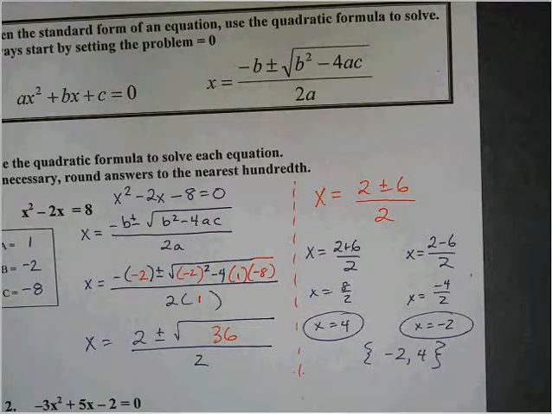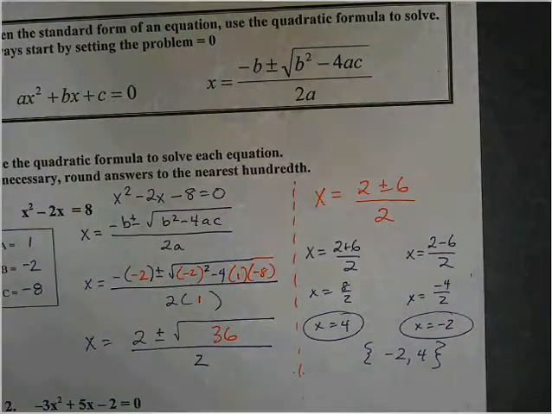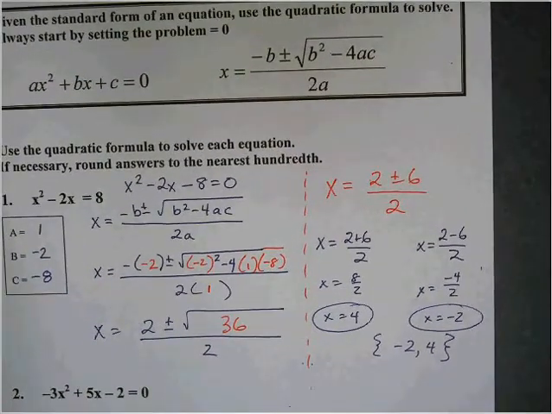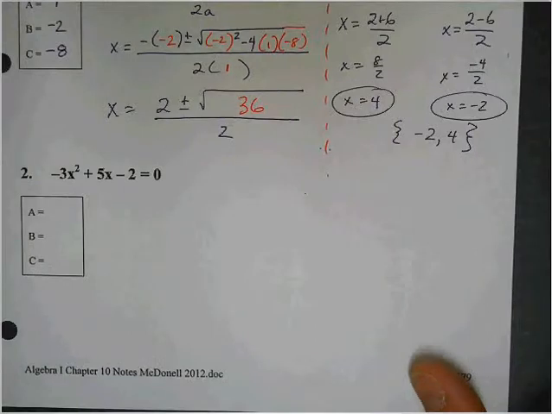The other mistake people are making is right here. They are not putting this number in parentheses before they square it. That's the other common error of all the things that I've seen. So I want to set you up for success, not failure. Let's look at number 2.